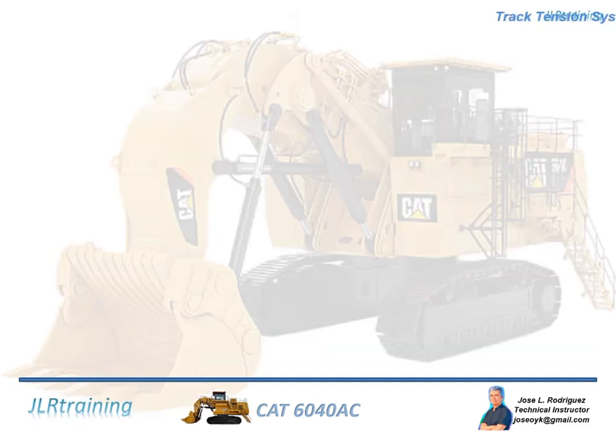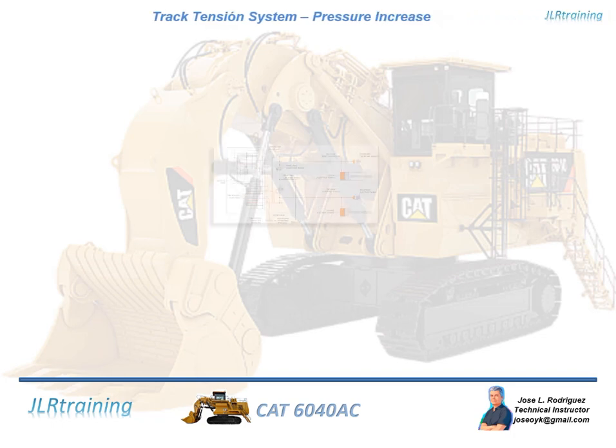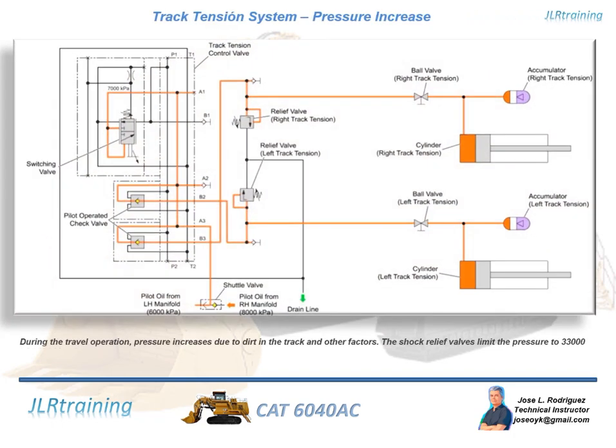Track tension system pressure increase. During the travel operation, pressure increases due to dirt in the track and other factors. The shock relief valves limit the pressure to 33,000 kilopascals, 4,800 psi.